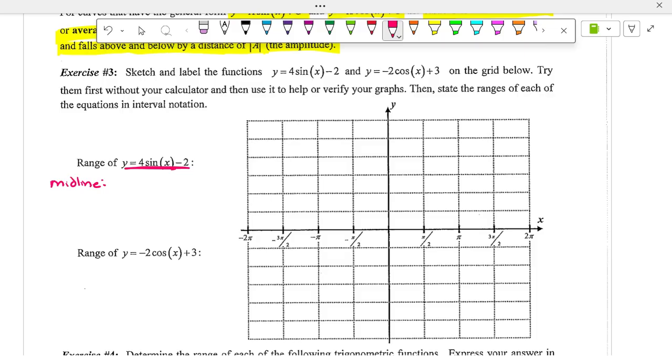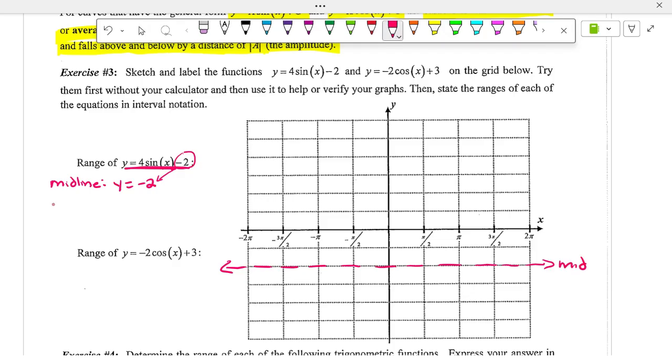Nope. Not just -2, but we have to put y in front of it. Y equals -2. That's where my midline is. So your midline's always your C value. So my midline is at y equals -2, so I'm going to go ahead and graph it. So that's my midline.